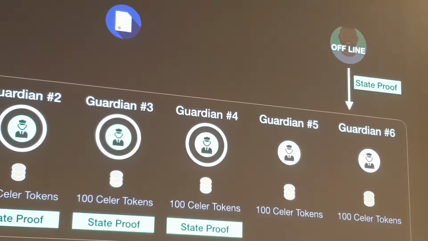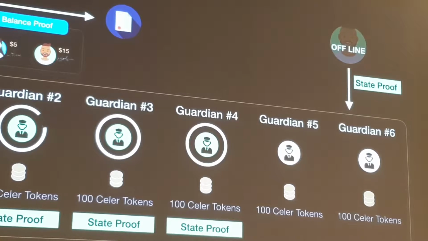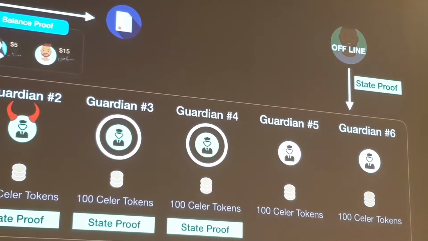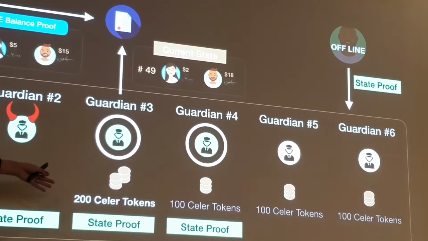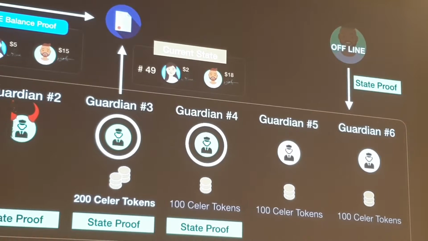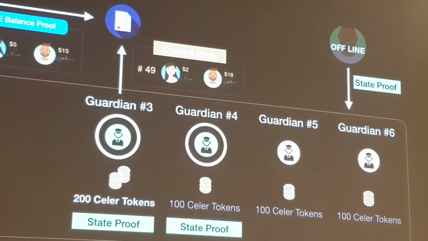We also have a built-in collusion-resistant system where the state guardians are randomly selected, and each state guardian is assigned a dispute slot. So if a malicious user comes online and starts a dispute, and let's say guardian number 2 is also a bad guy here, guardian number 3 can respond to this malicious settlement and submit the correct state proof. And at the same time, he will be able to prove that guardian number 2 didn't do his job and get guardian number 2's tokens. So it effectively kicks guardian number 2 out of the entire state guardian group.